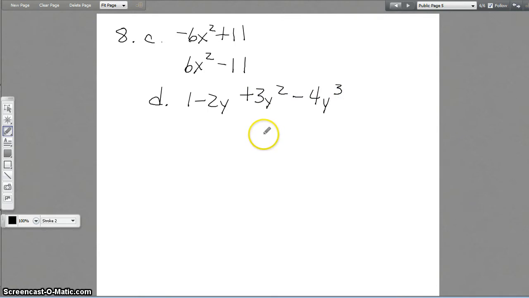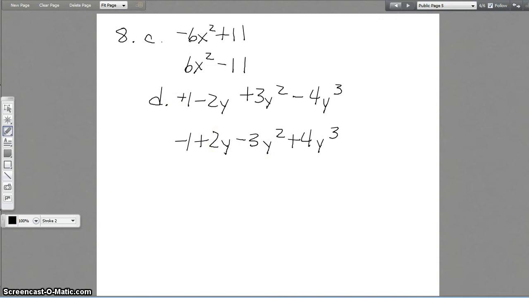We're going to change every sign. There is no sign in front of the leading 1, so it's understood to be a positive, so that positive 1 is changed to a negative 1. Our negative 2y becomes a positive 2y. Our positive 3y squared becomes a negative 3y squared. And our negative 4y cubed becomes a positive 4y cubed. So this is writing the opposite of a polynomial, which just means changing all your signs from positive to negative and from negative to positive.